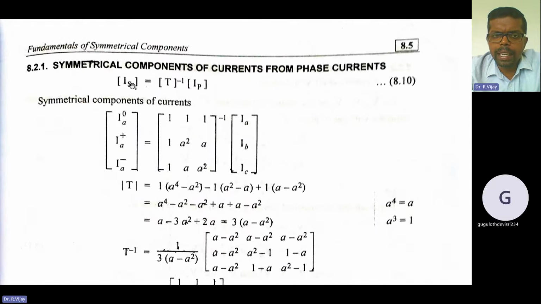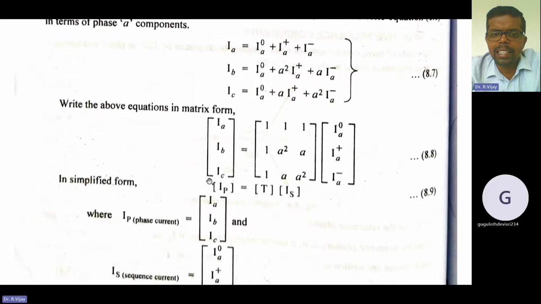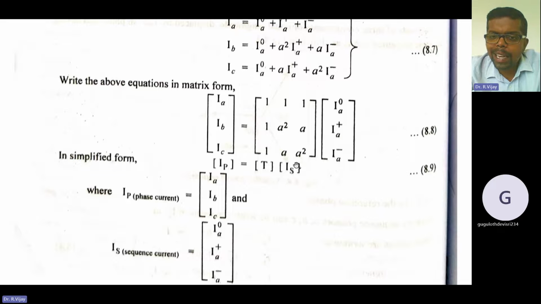So what we are doing here is taking the phase current, IS outside. This is the generalized format: IP is equal to T into IS, the T matrix into IS. Here, we are taking this IS outside, that is, the sequence current we are calculating. How to calculate? If the sequence current comes out, then this will come in inverse.